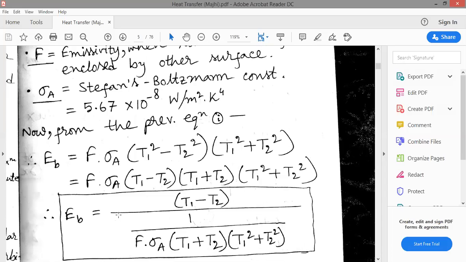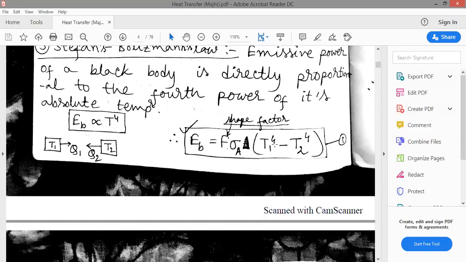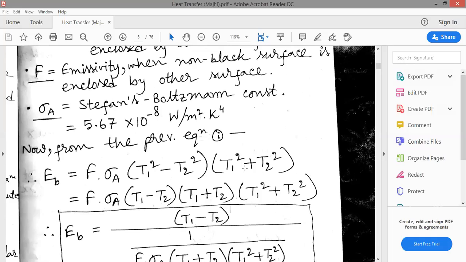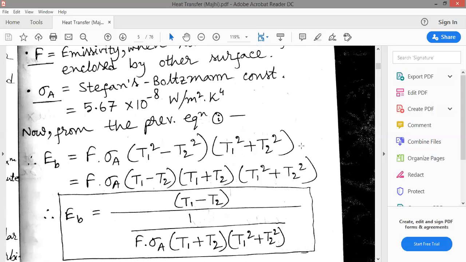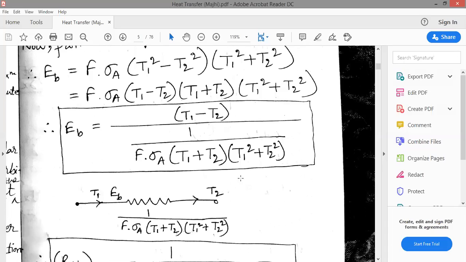And if we solve that equation, T1 to the power 4 minus T2 to the power 4 is T1 square minus T2 square into T1 square plus T2 square. Again, T1 square minus T2 square is T1 minus T2 into T1 plus T2. So T1 minus T2 divided by that factor. That factor will become the radiative heat transfer resistance. If we represent this in the form of thermal resistance, then that factor will be the radiative thermal resistance.